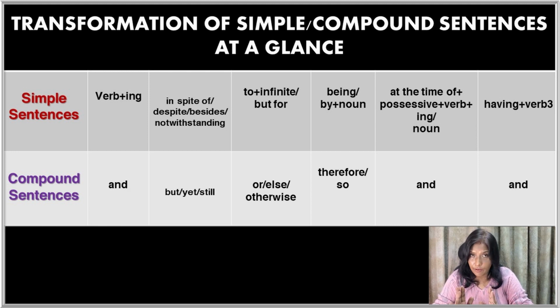Now, if this phrase of the simple sentence begins with "being" or "by" plus some noun, then how do we change it into a compound sentence? We'll use as the coordinating conjunction "therefore" or "so." Now again, at the time of, or if it is possessive plus verb and ing, that means walking, sleeping, that type of verb, or if it's a noun, then we use "and" to connect the two independent clauses. Again, having plus verb 3, that means the third form of the verb, that is speak, spoke, spoken. So spoken is the third form of the verb, and if it's a regular verb like walk, walked, walked, its ed is always ed. Then we use "and" as the coordinating conjunction for the compound sentence.